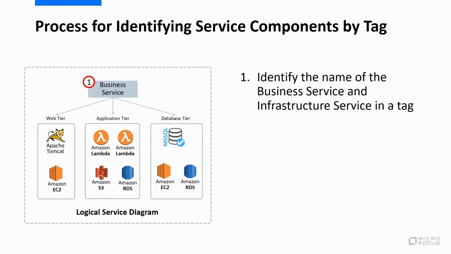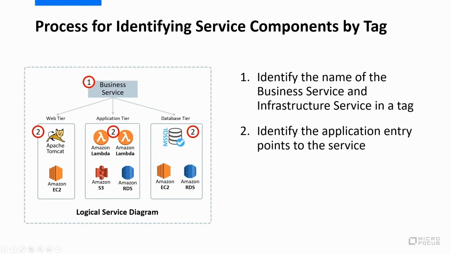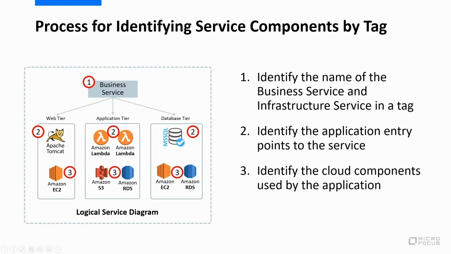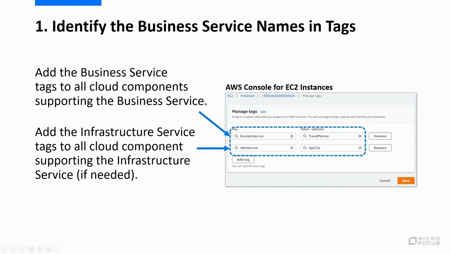The first step is to understand what is the name of the business service and the infrastructure services you want to actually create, and to have those ready in hand. The next one is to identify the application entry points to the service in each of those locations so that you can place the business service and its specific infrastructure service onto that component as a tag. And then lastly, it's to identify the components used by the application so that you can relate the component to the necessary application. Let's take a look at what this looks like in AWS.